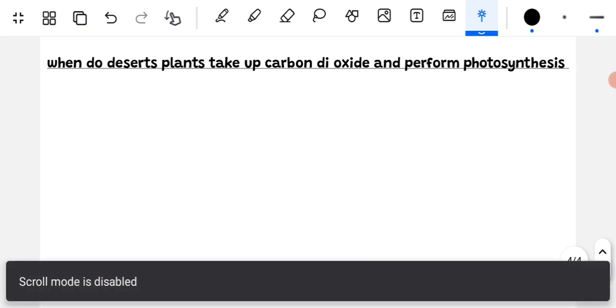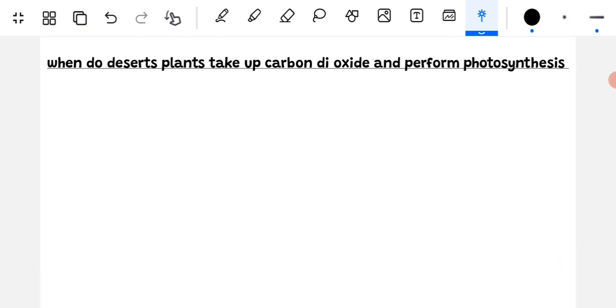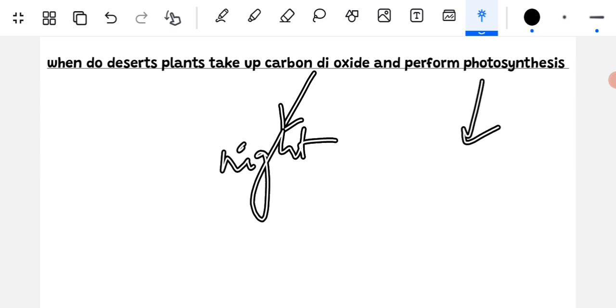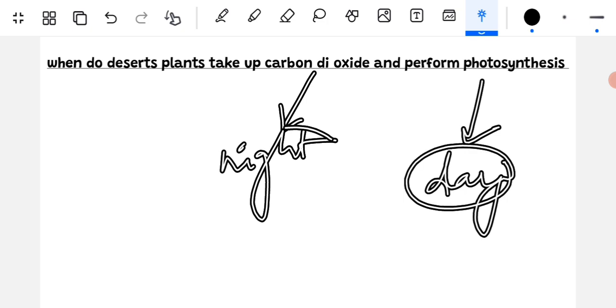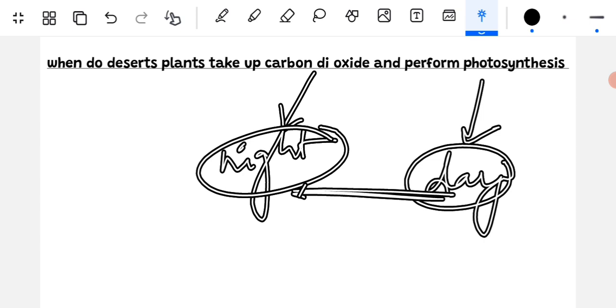Next question, that is, when do desert plants take up carbon dioxide and perform photosynthesis? They will take the carbon dioxide at night and perform the photosynthesis during the day. During the day only can they capture the light from the sunlight with the help of chlorophyll, and they will maintain an intermediate stage. They will maintain what? They will maintain an intermediate stage.